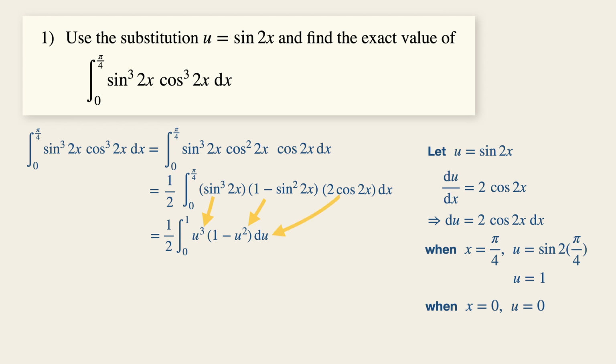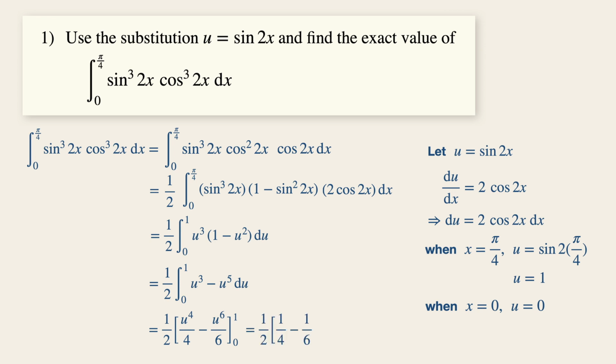Now simplifying further, we will then have half integrate from 0 to 1, u cube minus u power 5 with respect to u. By integrating this expression, we will then have half u power 4 over 4 minus u power 6 over 6 from 0 to 1. Now remember to substitute the u values into this expression, and this will give us half a quarter minus 1 over 6 minus 0. And finally, we will then have 1 over 24.